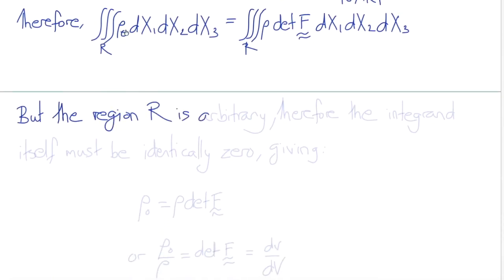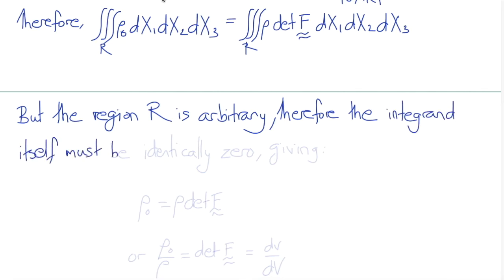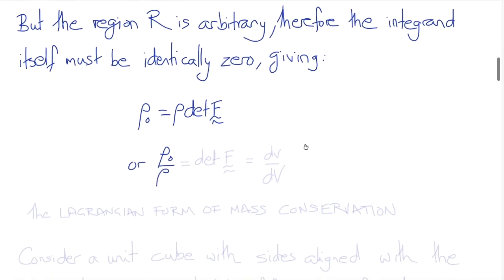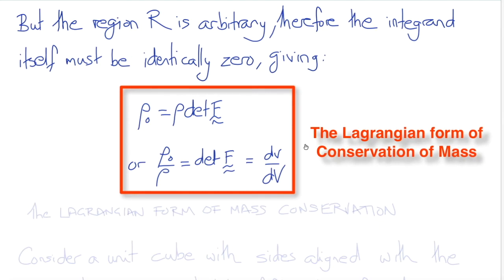Here we observe that the region R is completely arbitrary. We could choose any and every region R, and this must still be valid. Therefore, the integrand itself must identically be satisfied, or the difference must be identically zero, which would give us that rho naught must equal rho times the determinant of F. So that's our conservation of mass in the Lagrangian form, which we could also write as rho naught over rho, the undeformed density over the deformed density, equals the determinant of F, which is therefore equal to the deformed volume over the undeformed volume. So this is the Lagrangian form of mass conservation for a continuum.